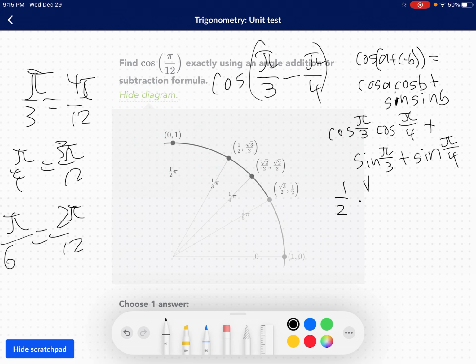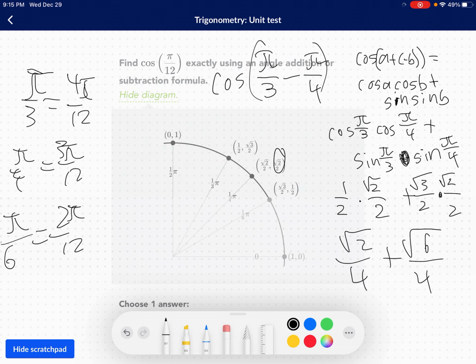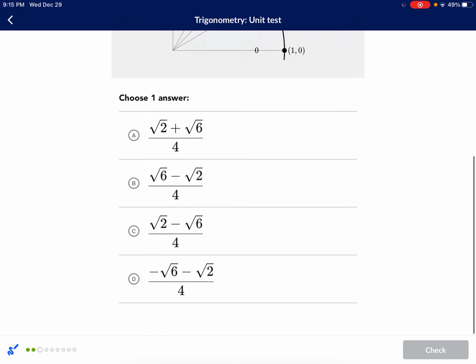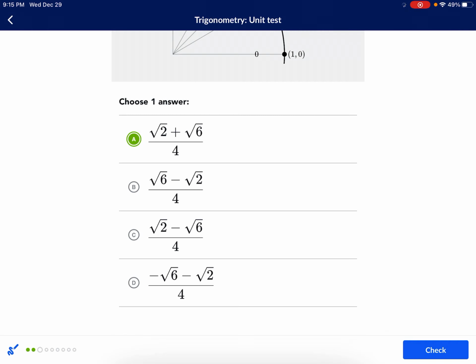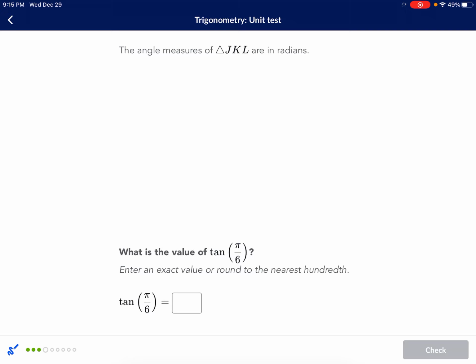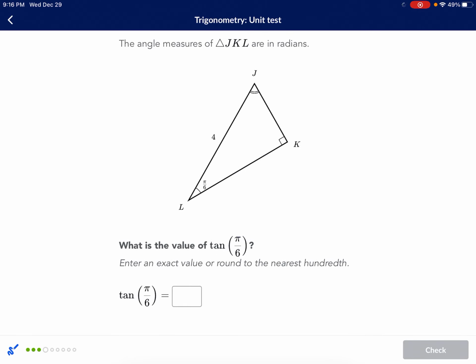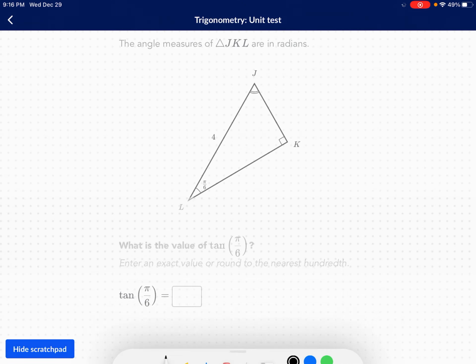Okay, so cosine pi over 3 is 1/2 times cosine pi over 4 is root 2 over 2, plus sine pi over 3 is root 3 over 2, times sine pi over 4, which is root 2 over 2. So this is root 2 over 4 plus root 6 over 4. So it's root 2 plus root 6 over 4. That one looks right. Nice.